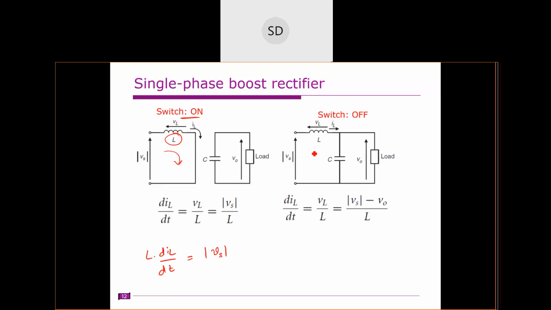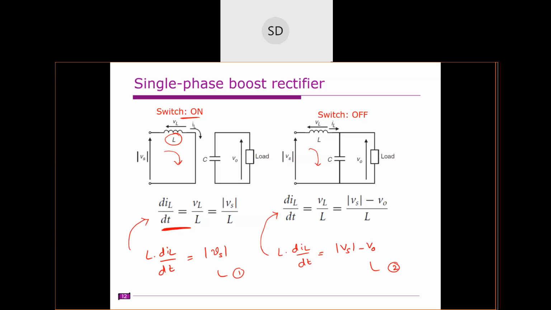Agree? Yes, sir. In the second circuit, diL by dt is equal to mod Vs minus V naught. This is the first circuit and this is the second circuit. So from the first circuit, this is the rate of change of current, diL by dt, and from the second circuit, this is the rate of change of current when the switch is turned off.